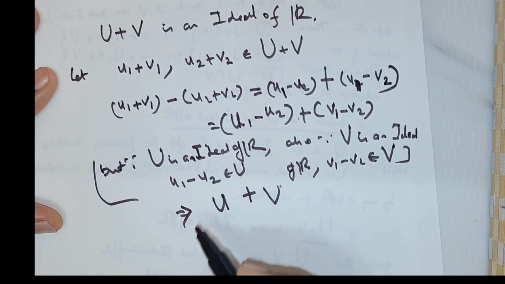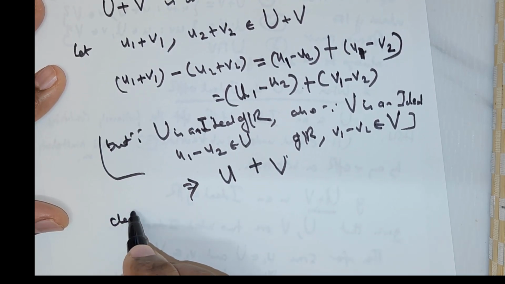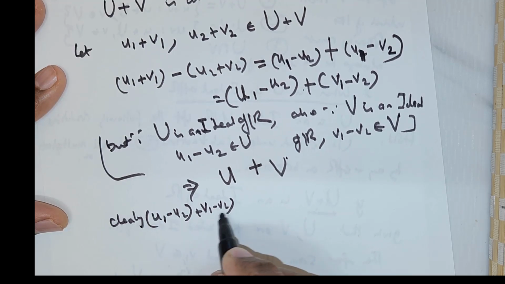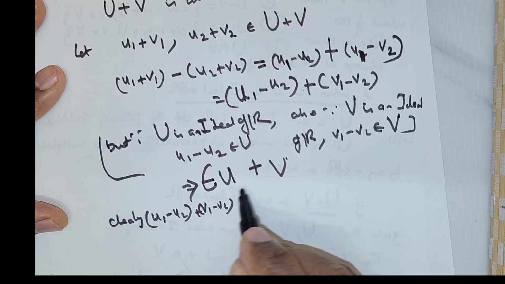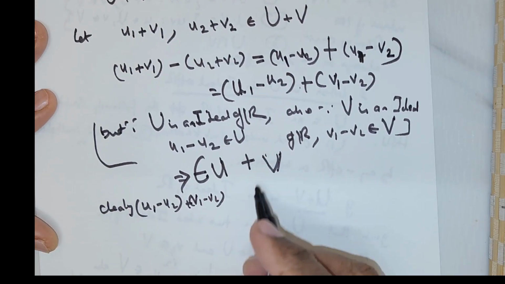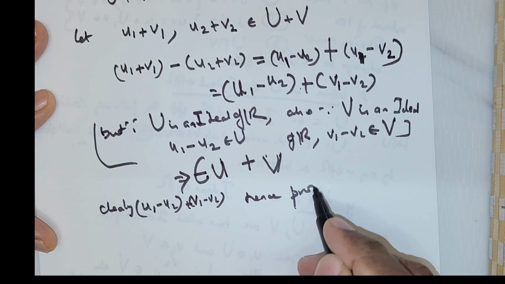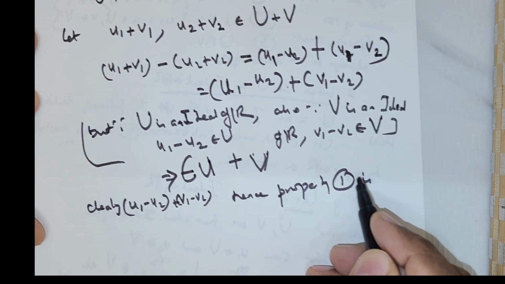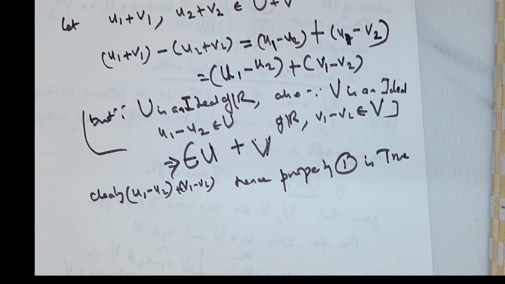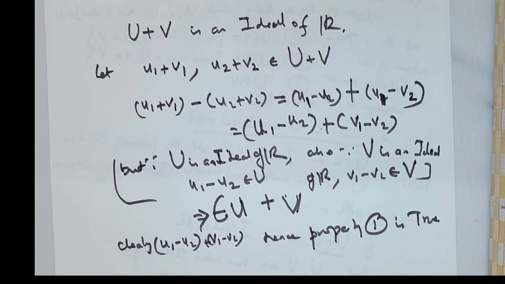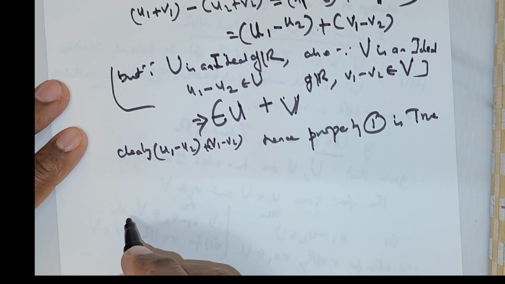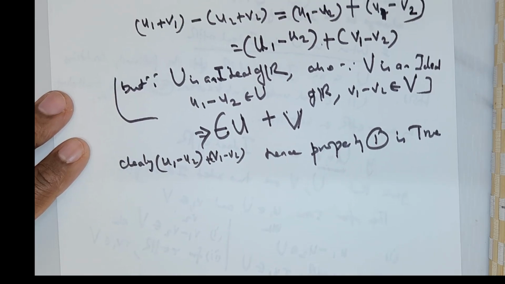So by this, U1 minus U2 is an element of U and V1 minus V2 is an element of V, and there is an addition sign. So this means clearly U1 minus U2 plus V1 minus V2 is going to be an element of U plus V. So hence property 1 is true. That's short. With property 1 being true, we have to go and check for property 2.